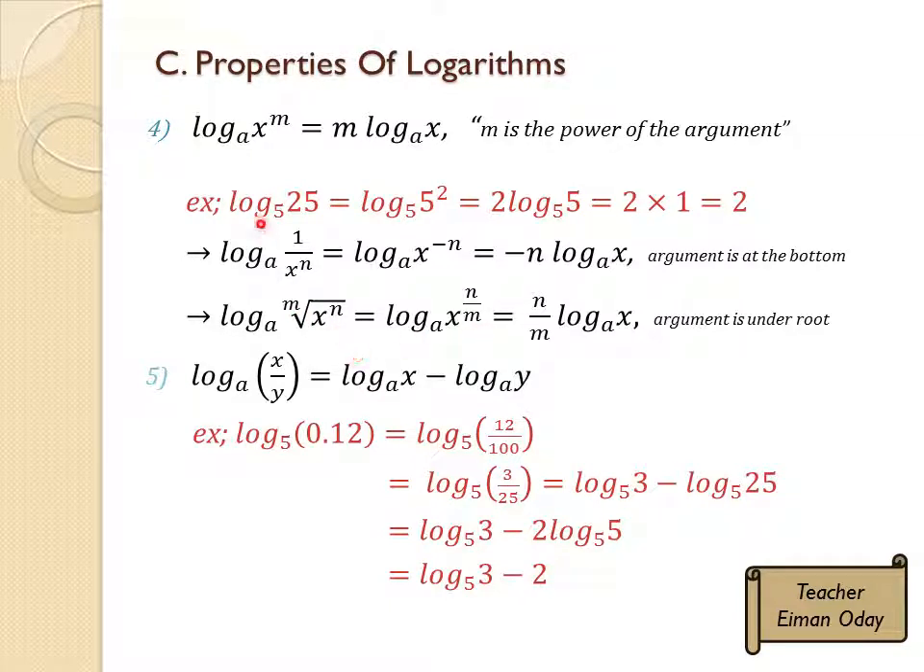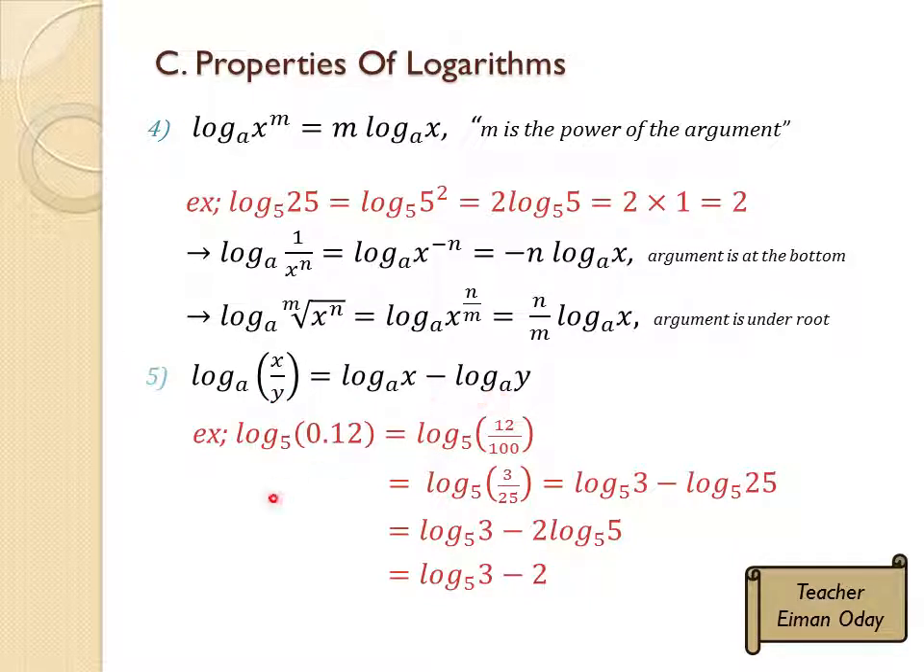Well, the last property, number 5, says that if the argument is a fraction, meaning x divided by y, the relation between the two numbers is an operation called division. So if they are divided, we separate them by subtraction. And we say logarithm x to the base a minus logarithm y to the base a.